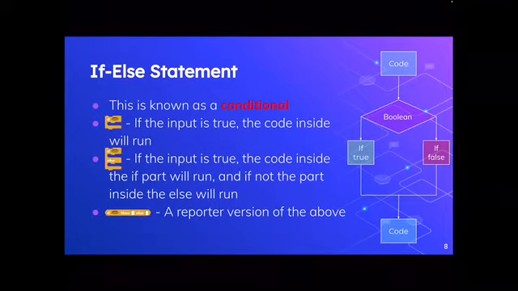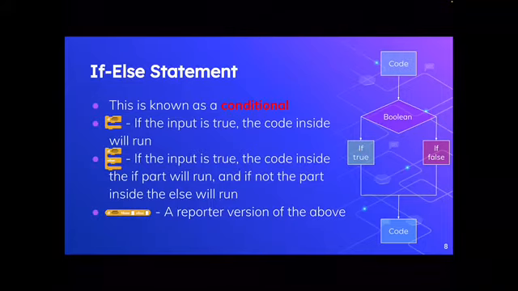The first block is the if block. If the input is true, and again the input is a boolean, then the code inside the if block will run. There's also the if else block. So if the input is true, then the code inside the if part will run. It looks just like the if block. However, if the input is false, then the else part will run. There's also the reporter version of the above, which essentially does the same thing, except it takes it in the form of a reporter.